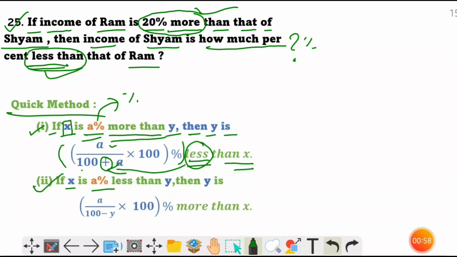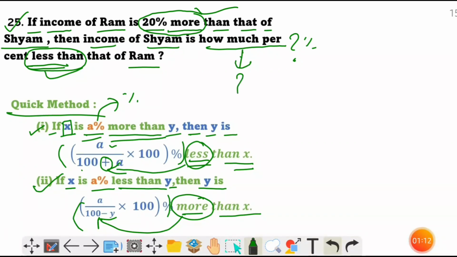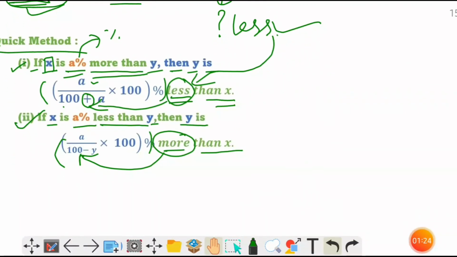And second, if x is a% less than y, then y is a divided by 100 minus a into 100% more than x. For more we are using minus sign. So you have to mug up this formula and then apply in this question. So here it is asked less than, so we'll use the first formula. Now let's solve it by using this formula or a shortcut trick.